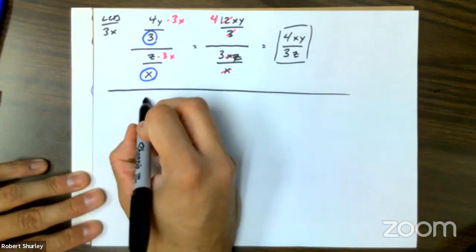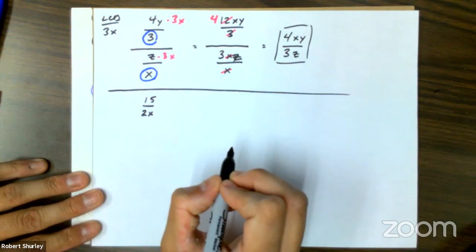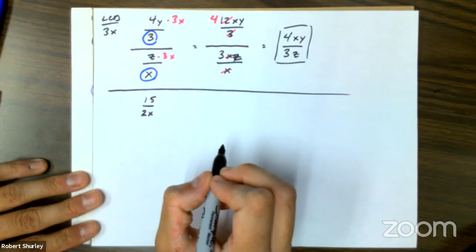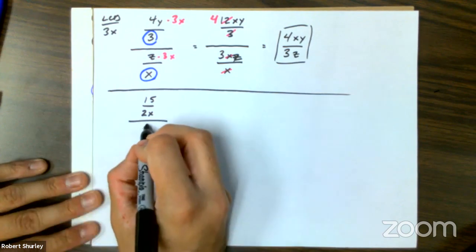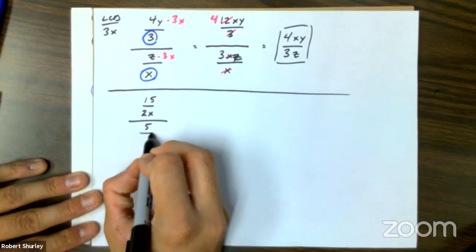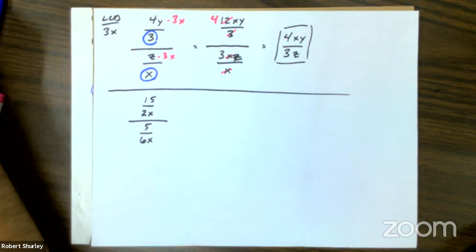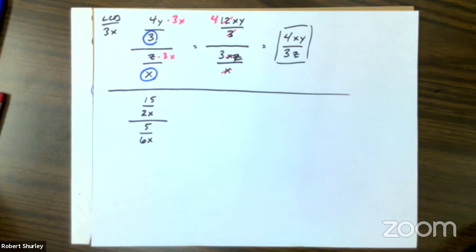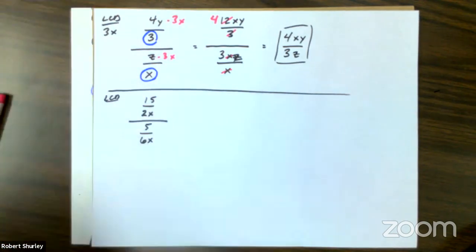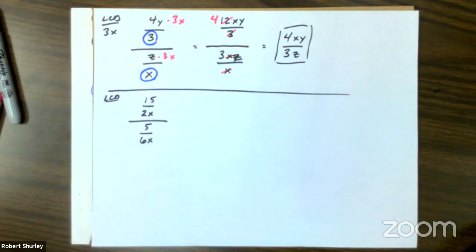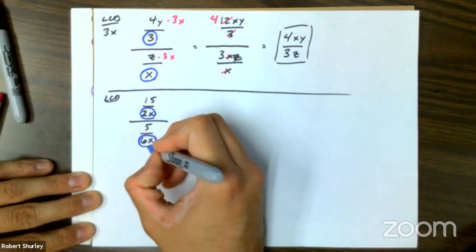Number 2, we've got 15 over 2x. This is on page 458, guys. This is the homework on page 458. 15 over 2x divided by 5 over 6x. Okay, so let's think about this. If I've got to get an LCD, whoa, no. Got a runaway Sharpie. I've got 2x and I've got 6x, okay?